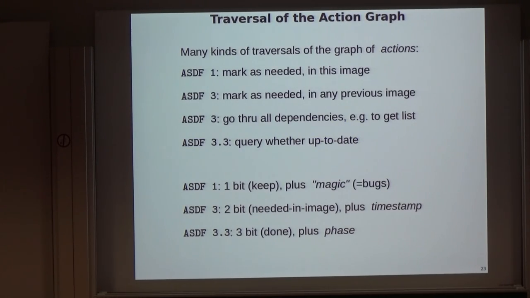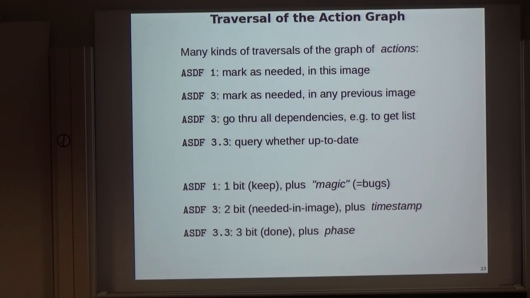The traversal: I had to add in 3.3 a new traversal which basically queries whether something is up to date, and doesn't schedule it for rebuild if it's not up to date, but just drops it, and this way you can invalidate things and reload. So if one of your extensions is out of date, you must not trust any of your dependencies, because they could be dependencies that were added by the previous version of the build extension you are using. So you must just drop it and restore from scratch.